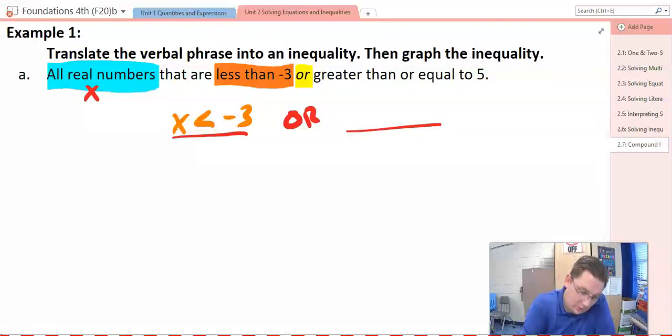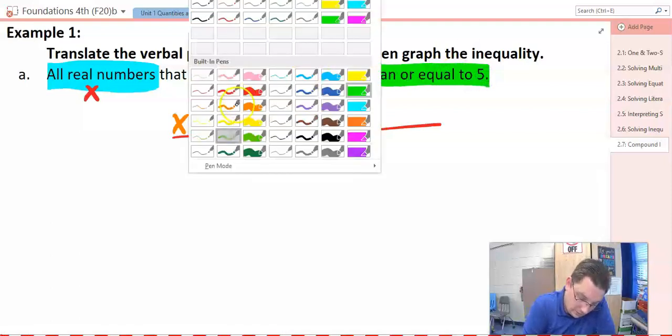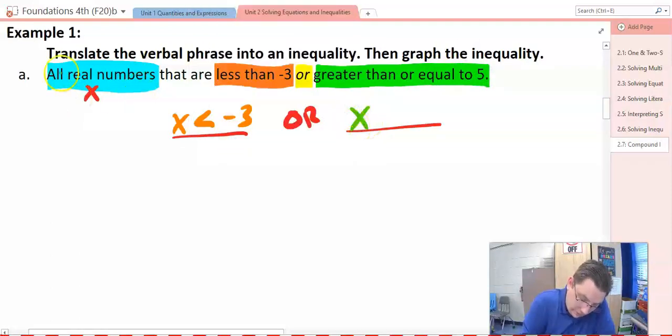And then we're going to do the other statement. And so we're going to come over here, and I've got greater than or equal to 5. And so we're going to write that statement. X, because again we're dealing with real numbers, that are what? Greater than or equal to 5. And so those are our two statements that are combined by the word OR.